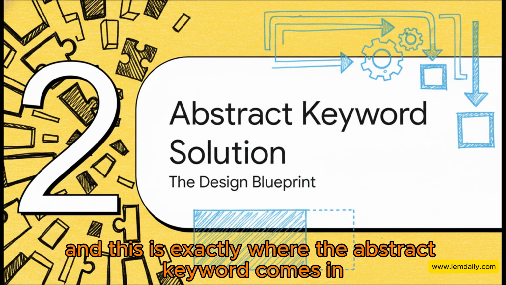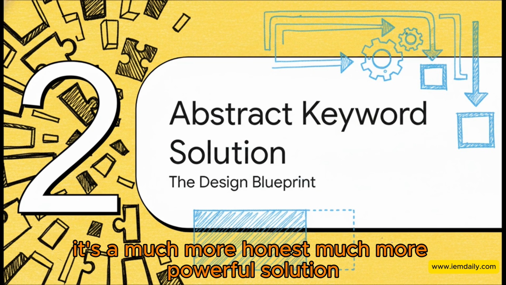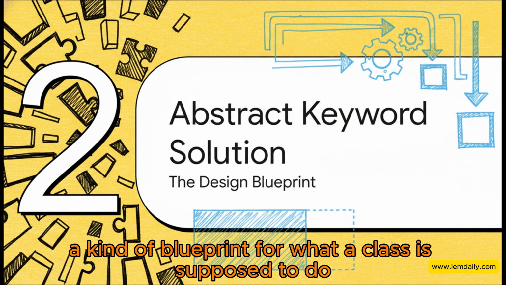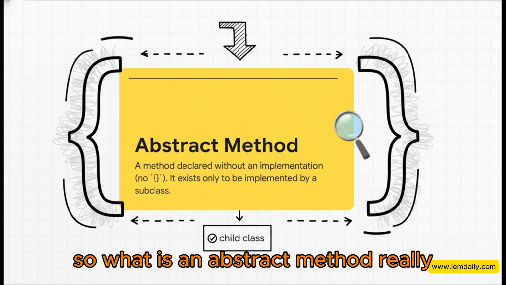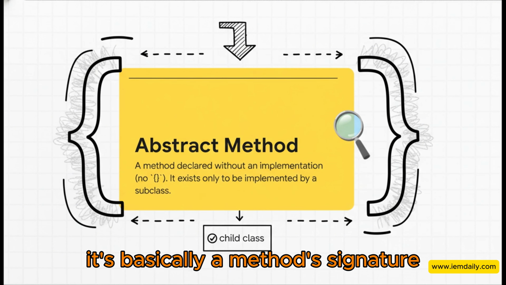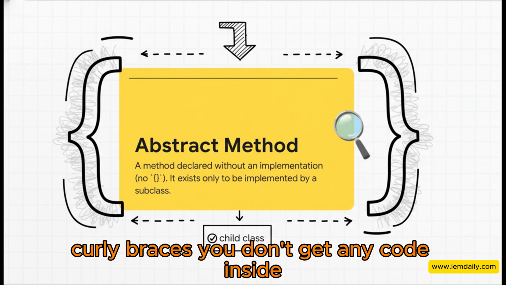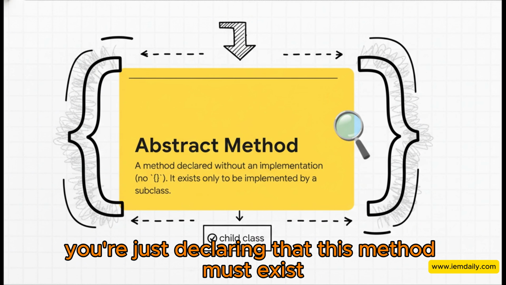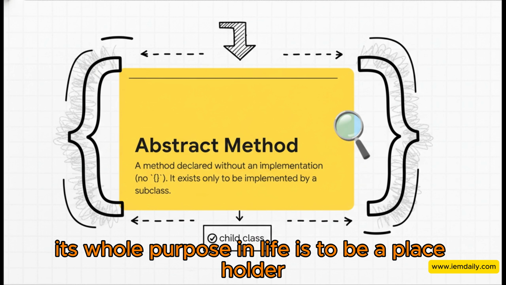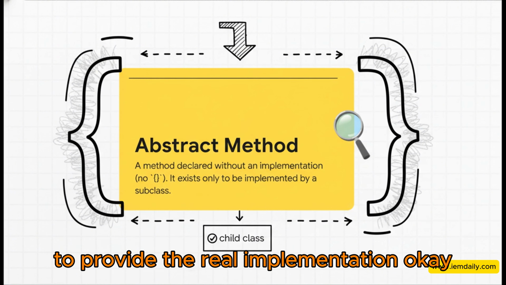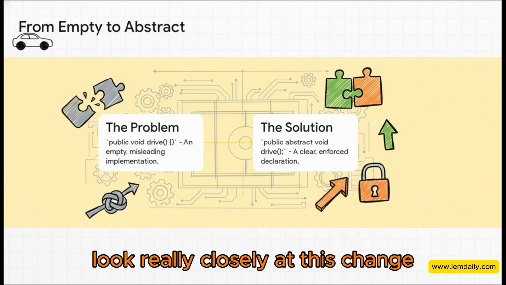And this is exactly where the abstract keyword comes in. It's a much more honest, much more powerful solution. It lets us define a contract, a kind of blueprint, for what a class is supposed to do. So what is an abstract method, really? It's basically a method's signature, without any of the work. You don't get the curly braces, you don't get any code inside. You're just declaring that this method must exist. Its whole purpose in life is to be a placeholder, forcing any class that inherits from this one to provide the real implementation.